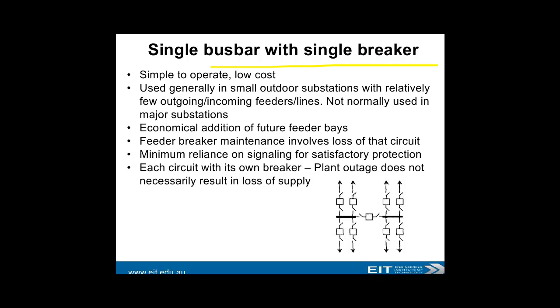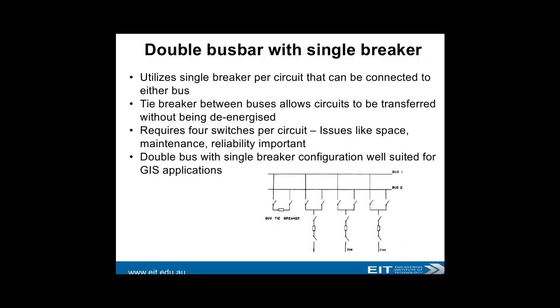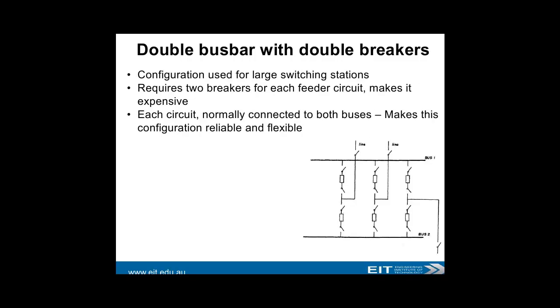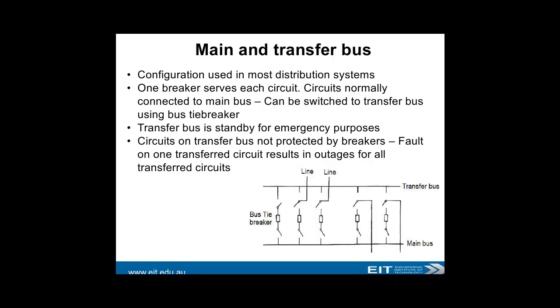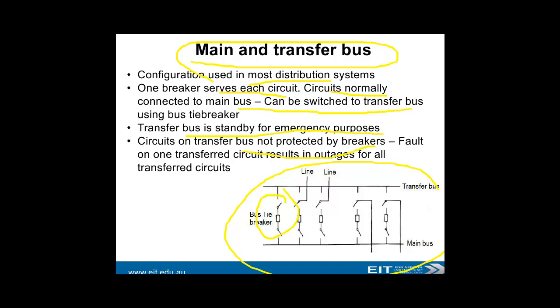Single busbar with single breaker, pros and cons. Double busbar with single breaker. Double busbar with double breakers. Large switching stations, a lot better option. Most distribution systems use a main and transfer bus, as we've got over here. One breaker serves each circuit. Circuits normally connected to a main bus can be transferred to a transfer bus using a bus tieback over here. And the transfer bus is standby for emergency purposes. Circuits on the transfer bus are not protected by breakers. So very important to know that.